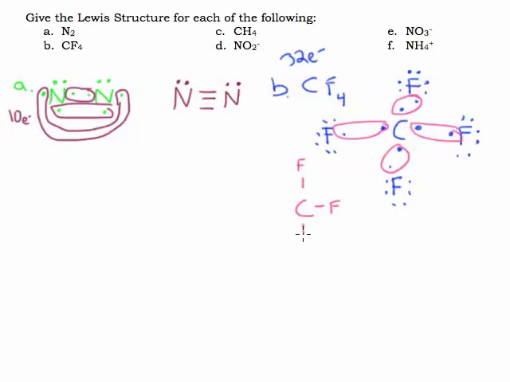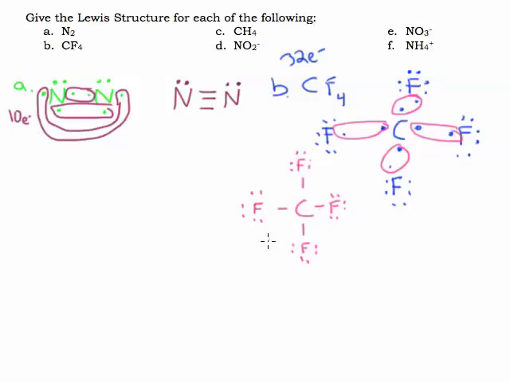This drawing is not correct. You have to show the unshared pairs for me. So we can see that this fluorine has 8 electrons. 2, 4, 6, 8. As does this one. And this. And this. We can count for our carbon, 2, 4, 6, 8. That's also satisfied. And if we count our total number of electrons, we have 8, 16, 24, 32. So we have the same number of electrons.